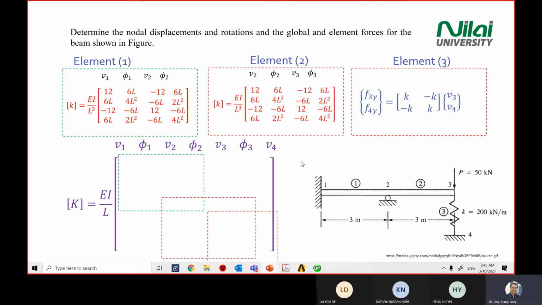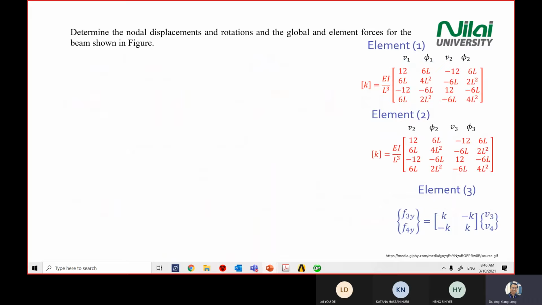Okay? Clear for this illustration? You understand? Okay, all right. Katana, you understand? All right. Singy, any question? No question. Okay, good. All right.